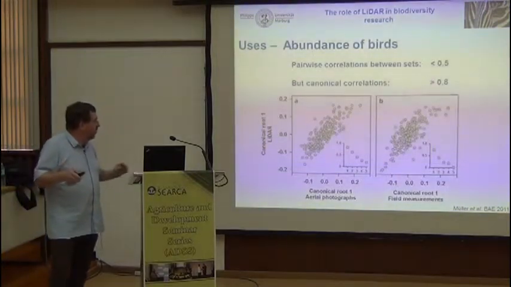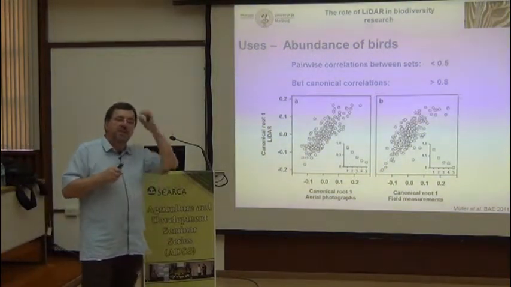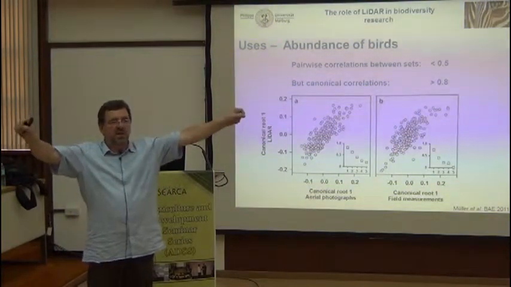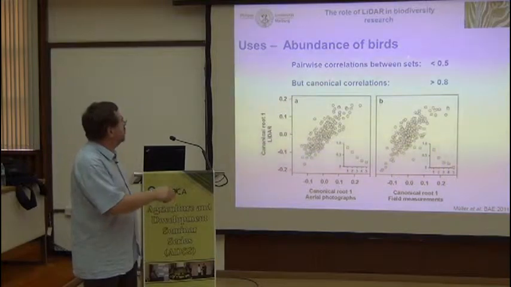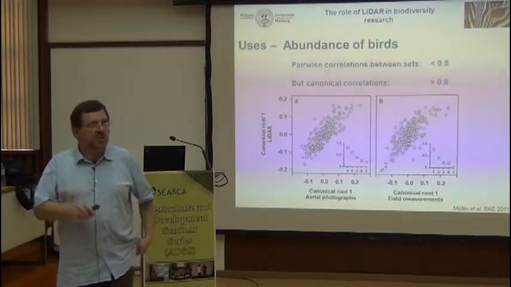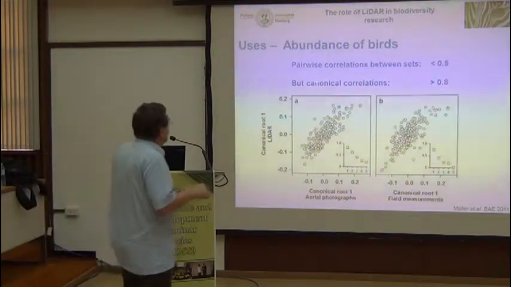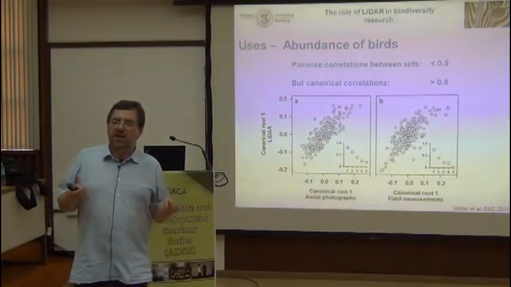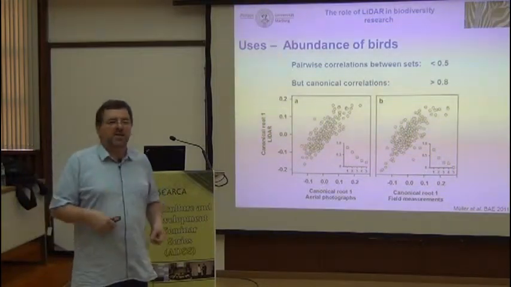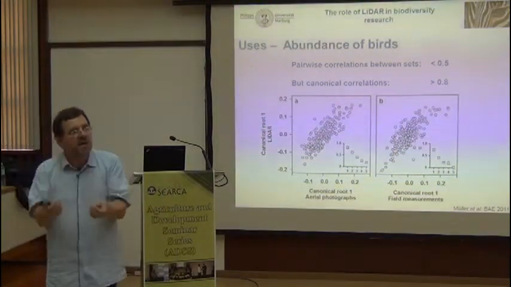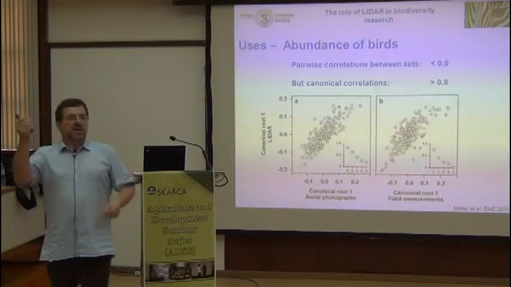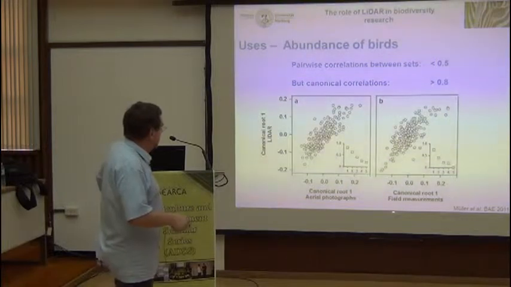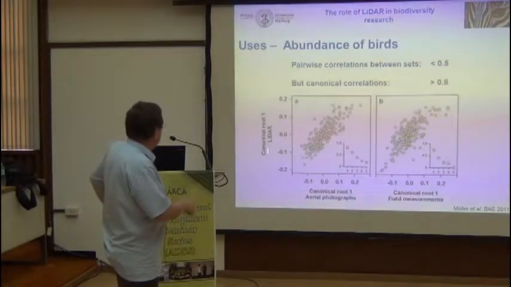And therefore, the pairwise correlations between data sets. So when you grasp one variable from one data set and another variable from the other data set, you get no correlations above 0.5. But you can also make canonical correlations. What is that? You make linear combinations of your LiDAR data in such a way that you maximize correlation with a linear combination of the other data set. And then you see here the canonical correlations for field measurements and for aerial photographs against LiDAR.